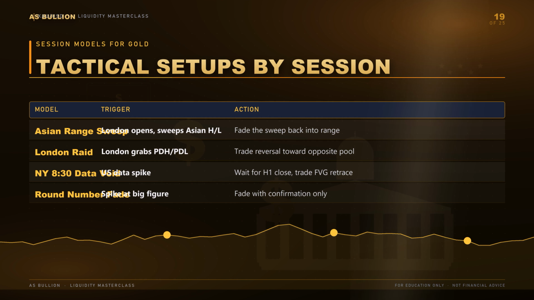The New York 8:30 data void. US data creates a liquidity void or spike. Wait for the hourly close, then trade the retrace into the fair value gap rather than the first spike. The round number fade. At a big figure like $4,000, fade the sweep. Spike below, reclaim, go long. Spike above, reject, go short. Only with confirmation.